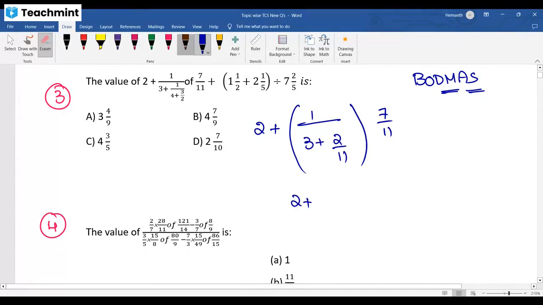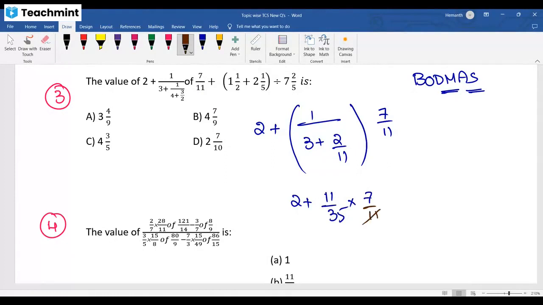Fine. So 11 by 35 into 7 by 11. This 11 cancels. This is 7 5 times. Plus 1 half is nothing but 3 by 2. 2 half is 11 by 5. So 3 by 2 plus 11 by 5. Entire divided by, this is a bracket. Entire divided by, this is 35 plus 2, 37 by 5.